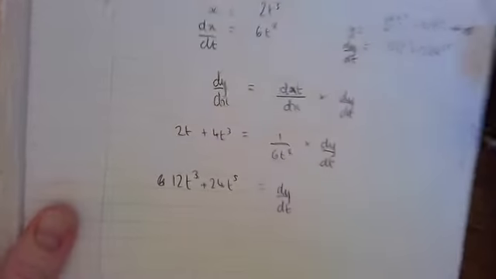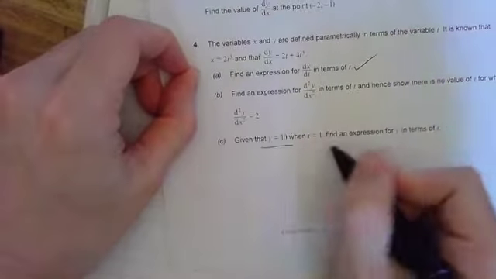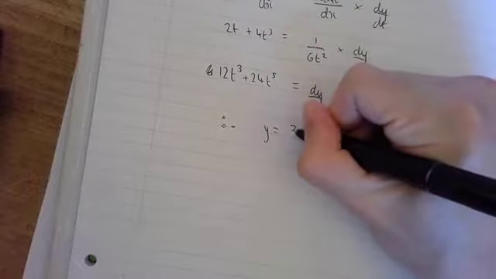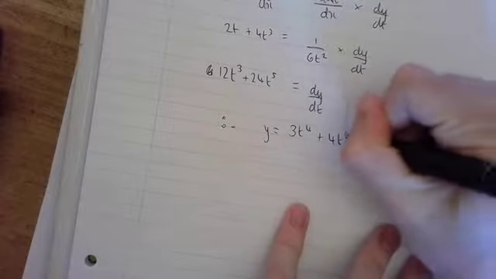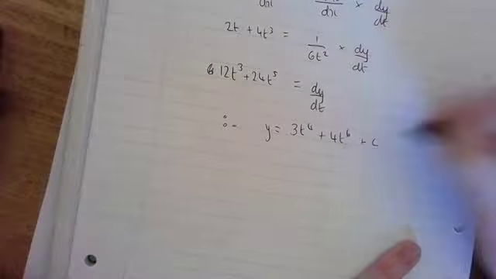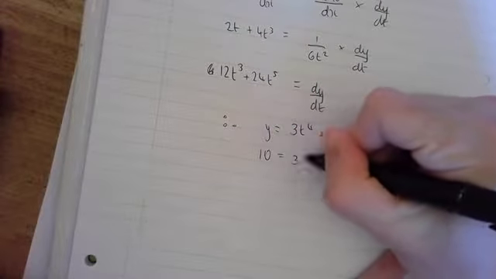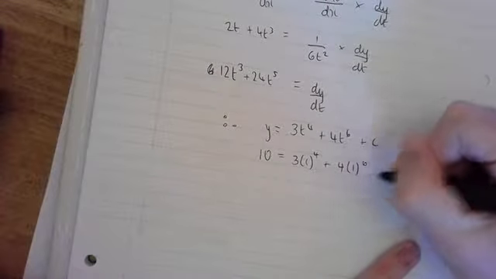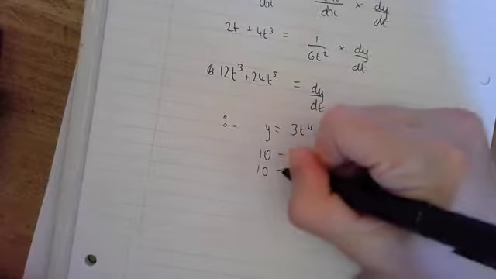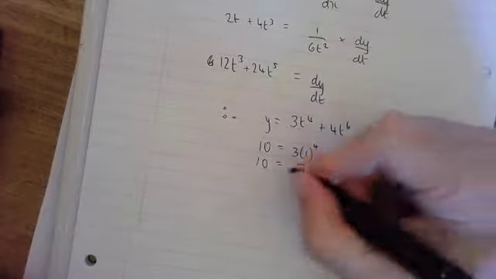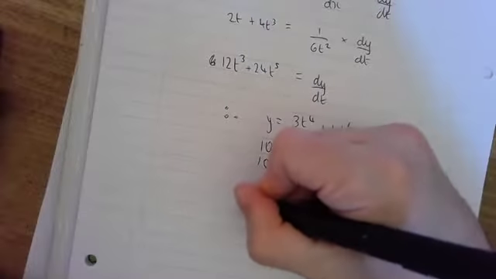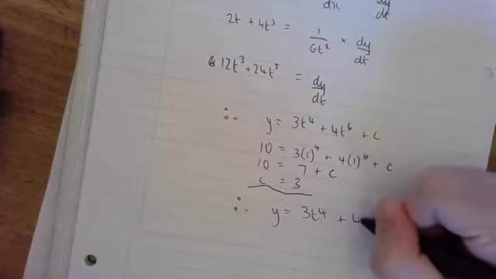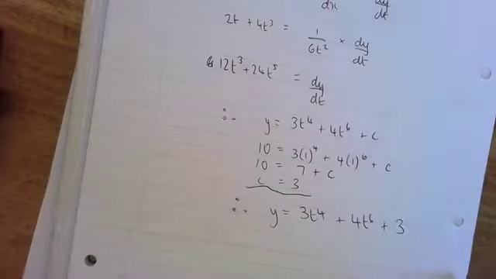Now this is when I can use the information they told me, which was y equals 10 when t equals 1. So therefore y equals 3t to the power of 4 plus 4t to the power of 6, plus c, and we're told that y was equal to 10 when t was equal to 1. Now, 1 to any power is always 1, so in some respects I didn't need to write it, but that's going to be 10, 3 plus 4 is 7, plus c, so c is equal to 3. Therefore, y equals 3t to the power of 4 plus 4t to the power of 6 plus 3.